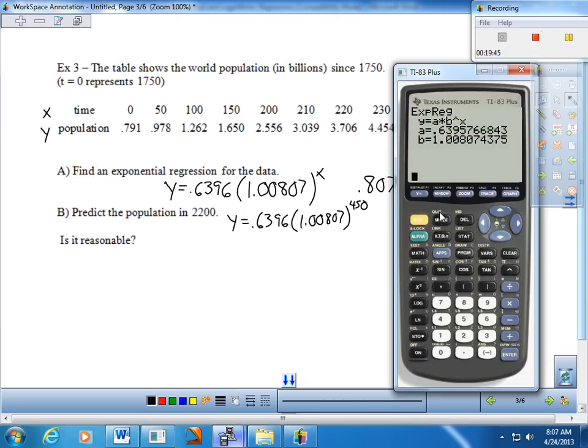Well, let's go ahead and do this particular calculation that I have, and then there's definitely a follow-up question to it. So I have the 0.6396 times 1.00807 raised to the 450. All right?